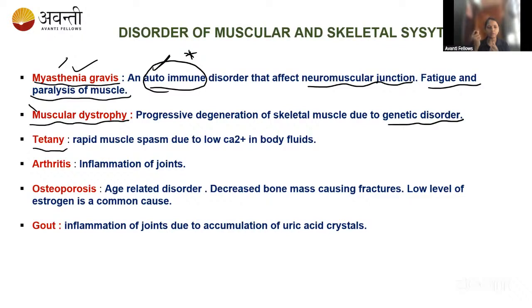The muscle starts to move, but it gets stuck, right? It gets stuck. That is called a muscle spasm. That is due to low calcium in the body. It can also be caused by Clostridium tetani.